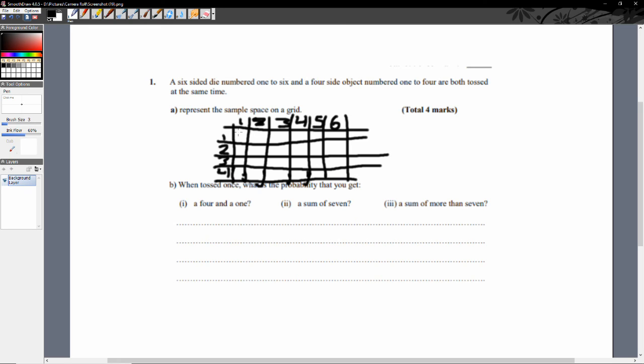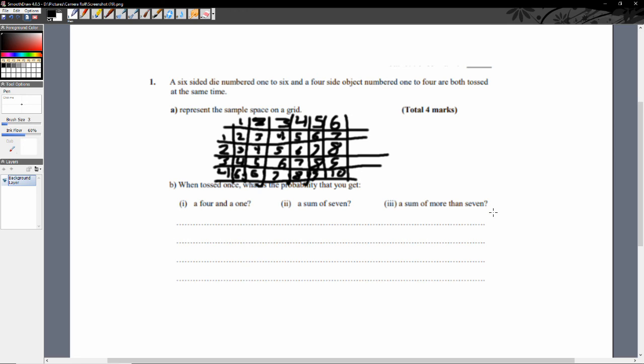Another way you can do this is to write the totals in the boxes. You can get a 2, you can get a 3, 4, 5, 6, 7 by adding the numbers you get here. You can get 3, 4, 5, 6, 7, 8 by adding the numbers on these sides here and here. You can get 4, 5, 6, 7, 8, 9 by adding the numbers here and here, and similarly you can get 5, 6, 7, 8, 9, 10. So this is how you would represent the sample space on a grid.